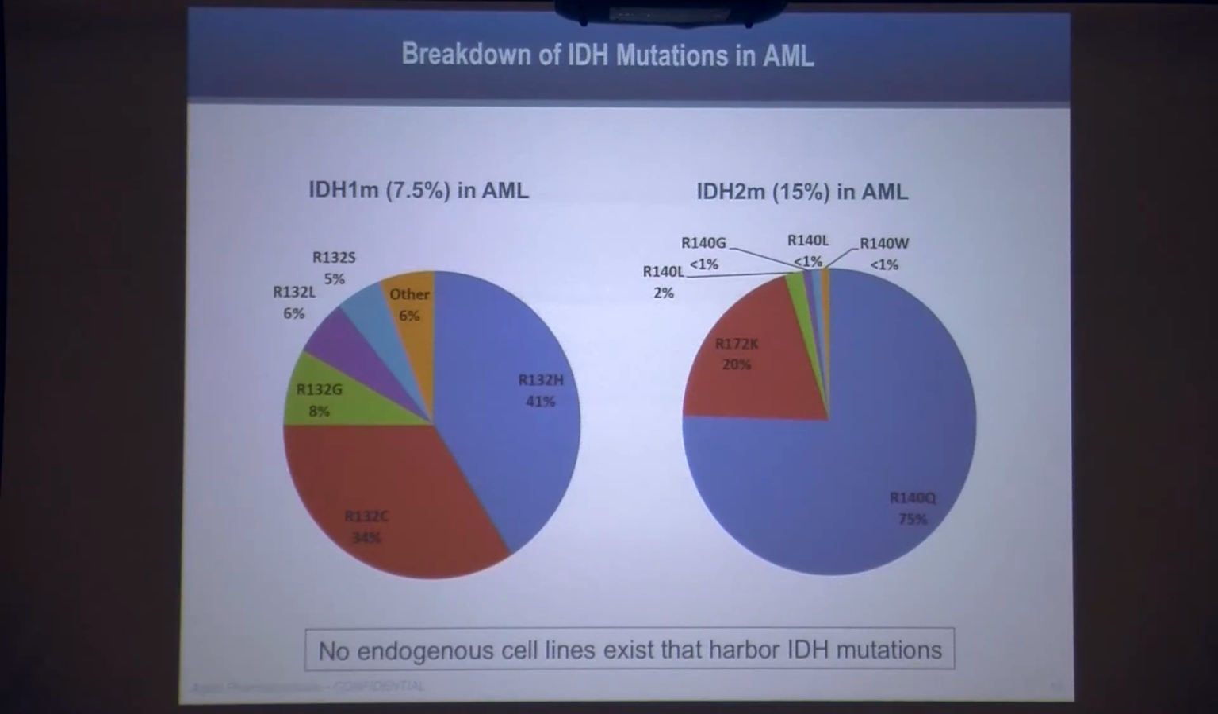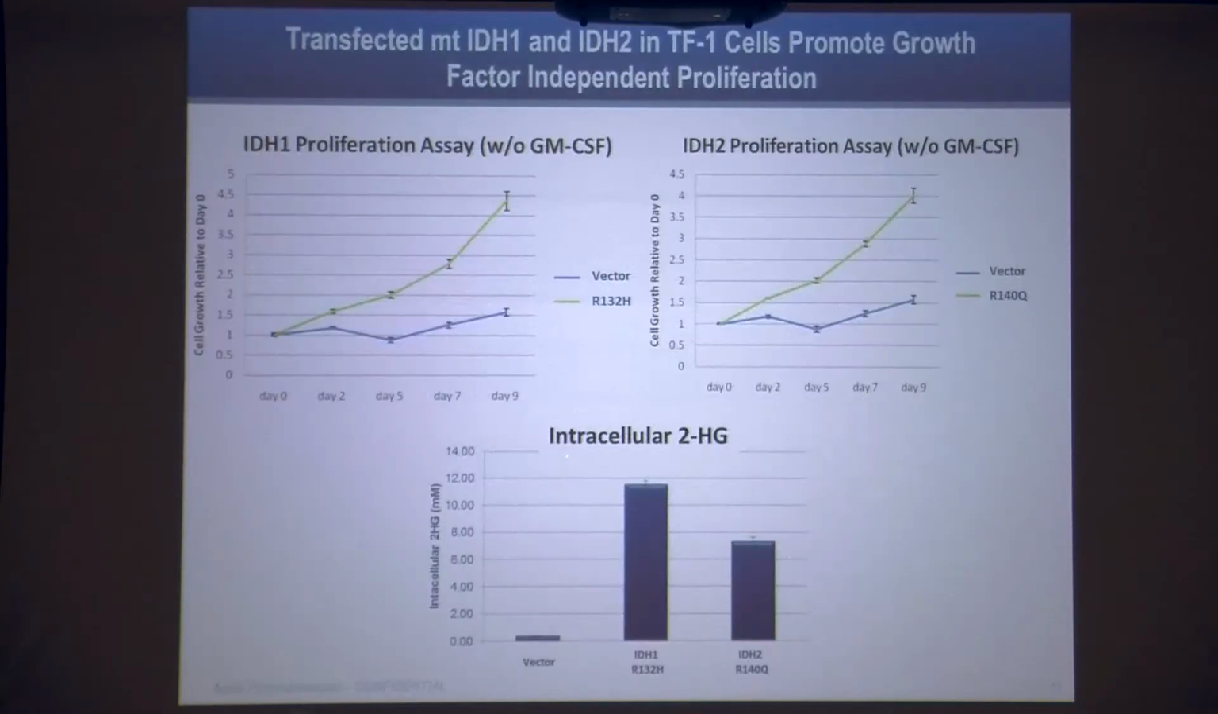So this is a breakdown of the IDH mutations in leukemia specifically. So IDH1 mutations are found and IDH2 mutations are found. But the problem is that no cell lines that we use in the lab that exist that are from leukemia patients actually harbor an IDH mutation. So we were kind of stuck. What are we going to use to study the disease? And so to do that, we relied on a model system, a cell line.